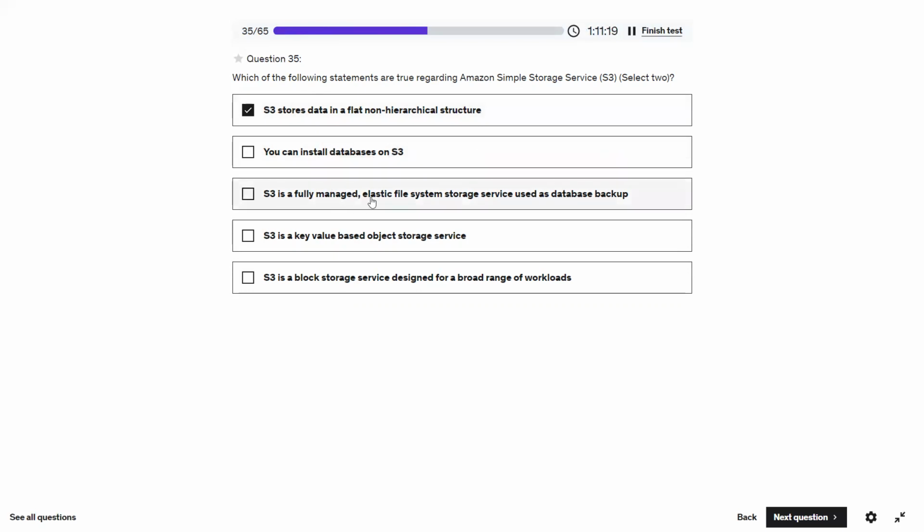S3 is fully managed. Okay, Elastic File System, it is not EFS. S3 is a key-value object storage service. Yes, it is an object storage service. S3 is block level. No, it is not block level.